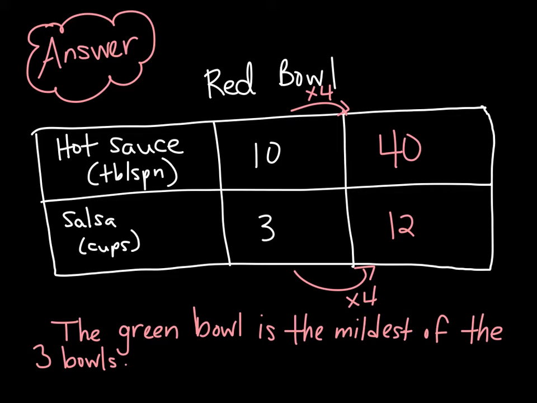When you did the table for the red bowl, the ratio table should have come out looking like this. And again, we went to 12 cups of salsa so that we could compare it to the orange bowl and the green bowl that we'd already done without having to redo anything. And then when we did multiply by 4 here, we had to multiply by 4 there. So that meant there were 40 tablespoons of hot sauce in this red bowl, which actually makes it the hottest of all 3 that we looked at. And the question was asking about which one was the mildest at that same amount. So the green bowl was the mildest of the 3 bowls.